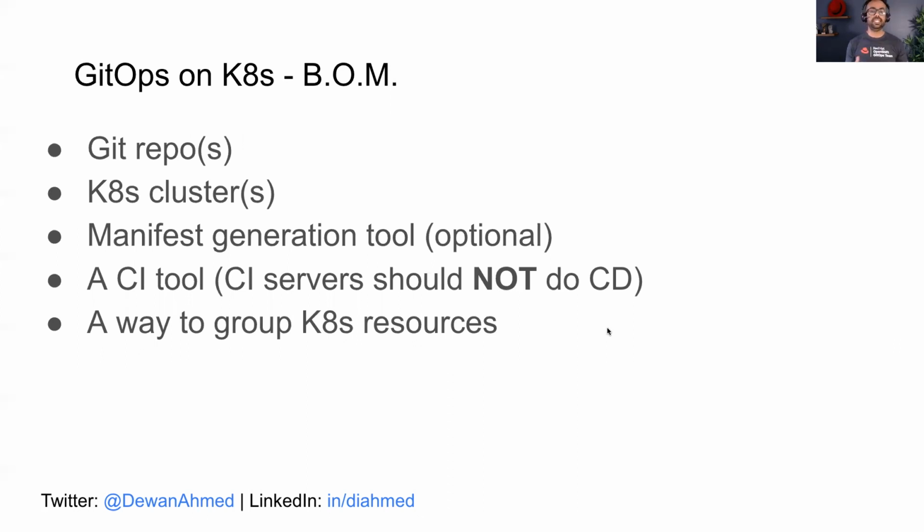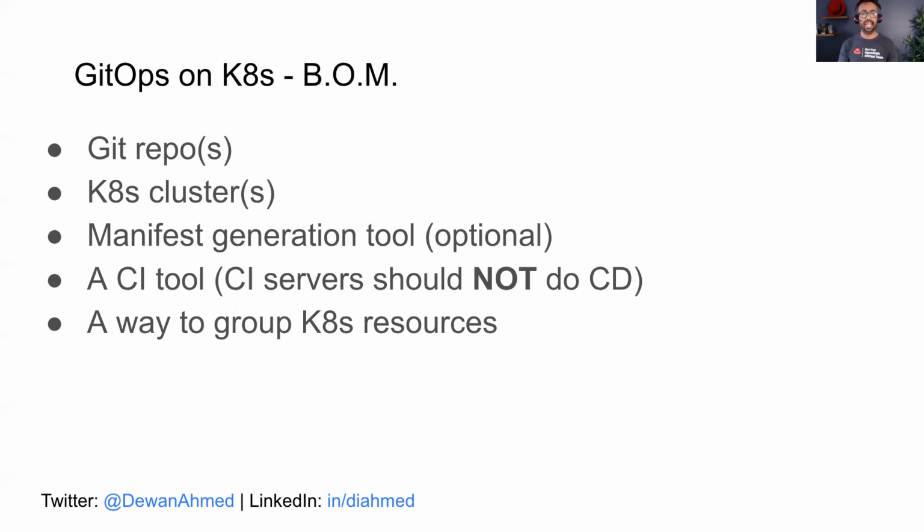So based on our discussion so far, these are the parts or bill of materials that we need to do GitOps on Kubernetes. First, we need the Git repos where the configuration code lies, and we need a Kubernetes cluster or clusters where you'd like to deploy your code. Then you need some sort of manifest generation tools like Kustomize for different environments such as dev, pre-prod, prod. This is optional, however.